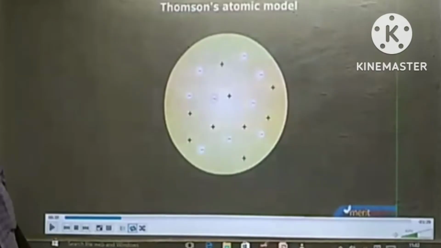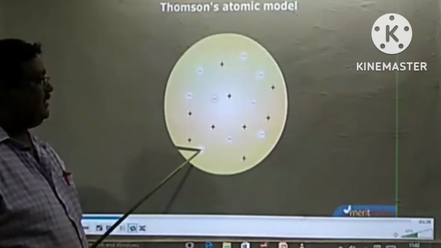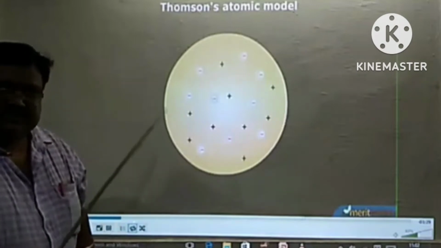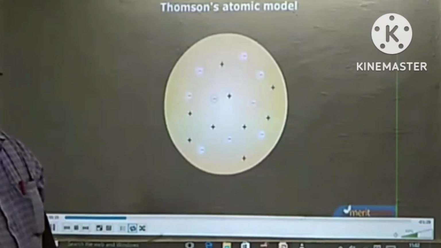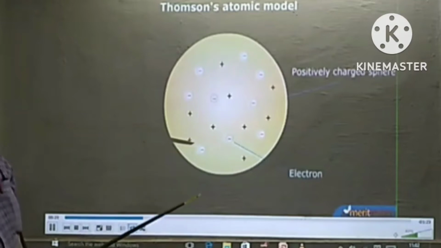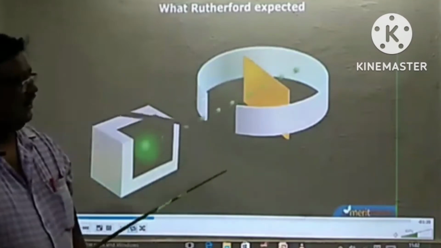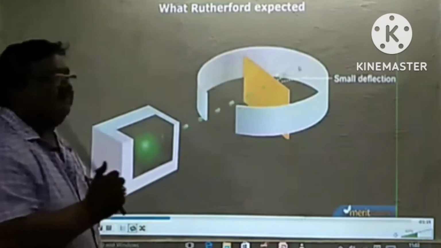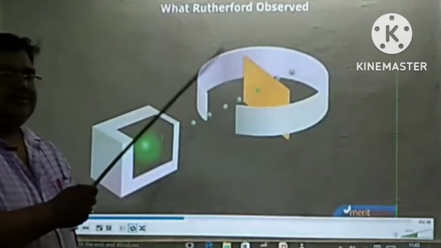According to Thomson's atomic model, an atom is a positively charged sphere inside which electrons are embedded. So if this is the correct picture of an atom, then Rutherford expected that all the alpha particles would go either straight, or if at all there was any deflection, it would be a very small deflection. However, Rutherford observed something different.